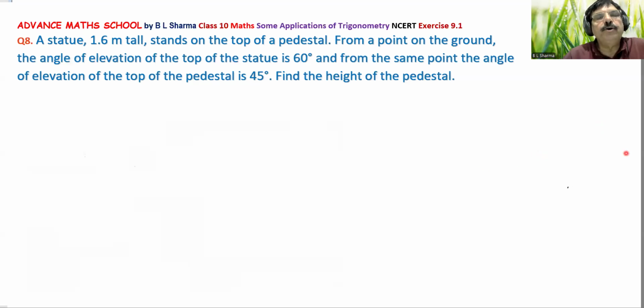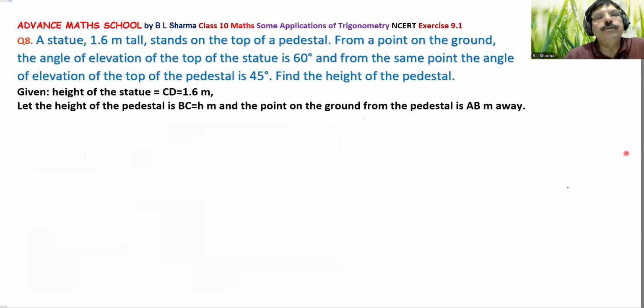A statue 1.6 meters tall stands on the top of a pedestal. From a point on the ground, the angle of elevation of the top of the statue is 60 degrees, and from the same point, the angle of elevation of the top of the pedestal is 45 degrees. Find the height of the pedestal.